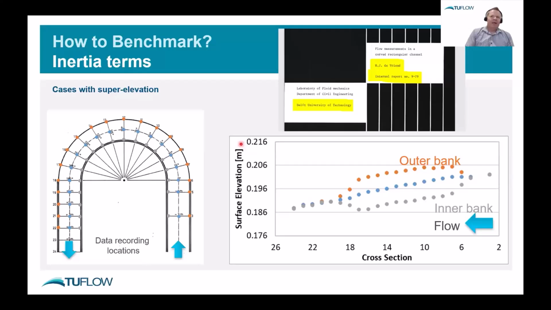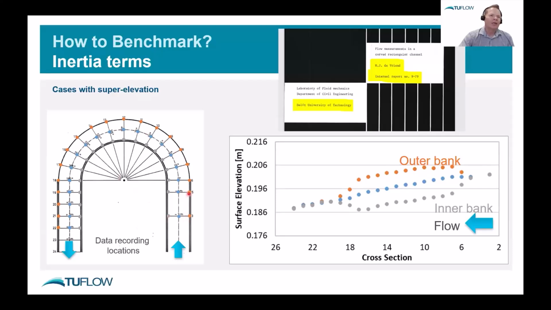The other benchmark case that you can use for figuring out whether or not your solver uses the inertia terms is to look at super elevation. So this is a model that was set up by H. de Vrend, working at the Delft University of Technology. It's quite an old test case now, from back in about 1978, 1979. That's the front page of the report there. You can go to the Delft University website and you can find this report and download it and set up your model accordingly. So the water flows in this rectangular channel around a 180-degree bend.